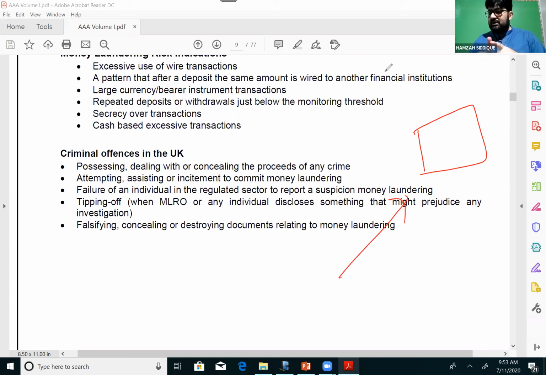My direct or indirect behavior. Indirect means that my excessive questioning, excessive investigation about a matter, may alert them, and hence they may take action. They may manipulate records to prejudice an investigation. If I do this, this is a crime. And the last one is, when they get information that they are going to be investigated, they falsify, conceal, or destroy documents. It is again a crime.